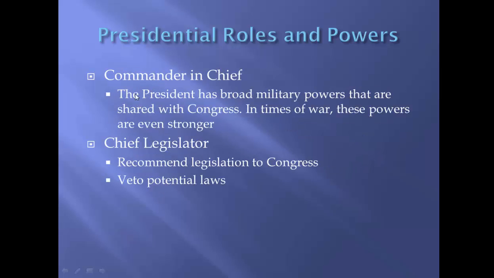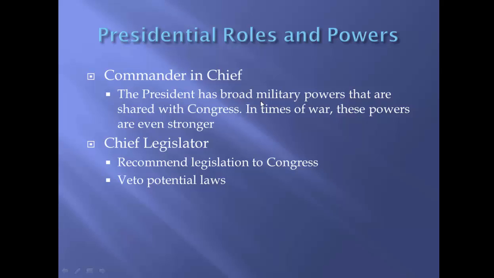Two other jobs that he has. He is the commander in chief. Now, I know that we discussed Congress before. Congress has some military powers. Congress determines how big the military is and how much money is spent on the armed forces. Congress also declares war. All right. What can the president do? He determines when the troops go somewhere, when they come back. He determines what weapons are used, what methodologies are used. To use nuclear weapons or not, that's a presidential decision, right?